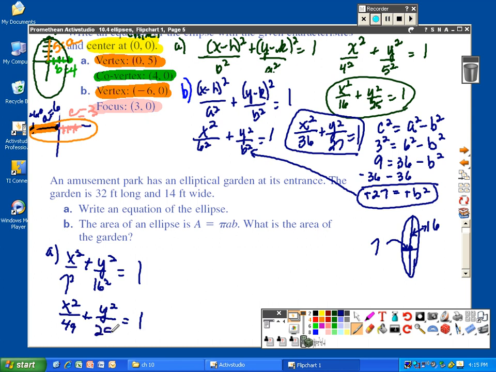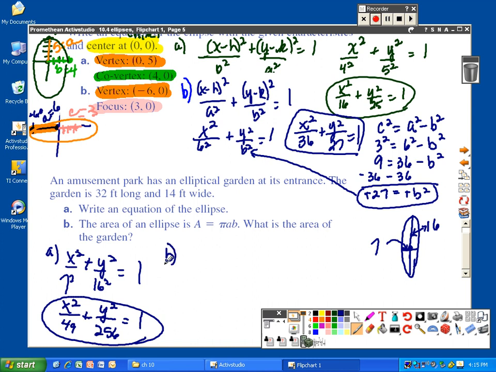Of our elliptical garden. Now, the area of a circle is A equals pi r squared. But your radius is equivalent to make a circle from here to here as it is from here to here. So it should make sense that it's going to be pi times AB, because my radii are longer than they are in a circle. So let's find the area of this ellipse.